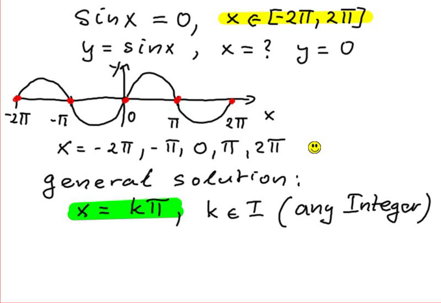Later on, we will show you the solution of another trigonometric equation, sine x is equal to 1, we'll do sine x is equal to half, negative half. So this is why we need to remember the congruency part. That is very, very important.